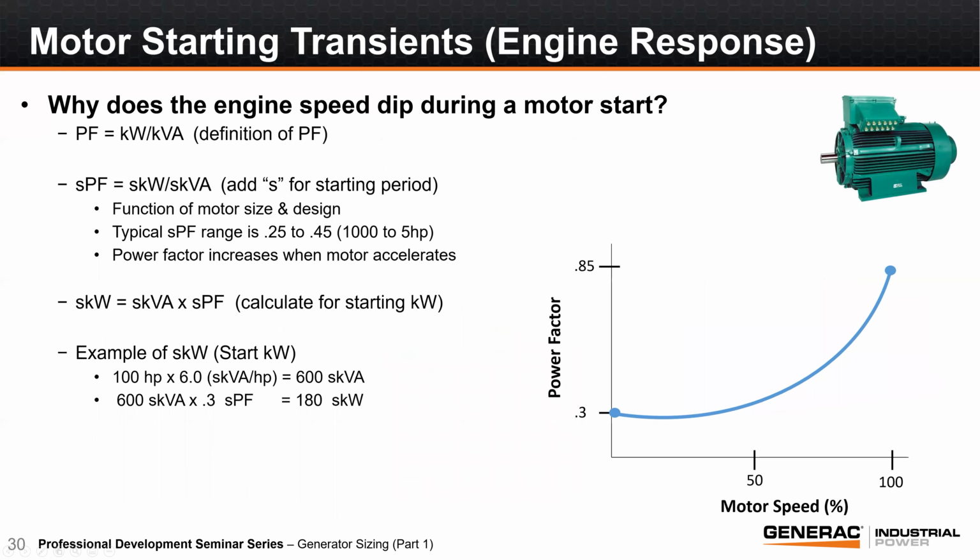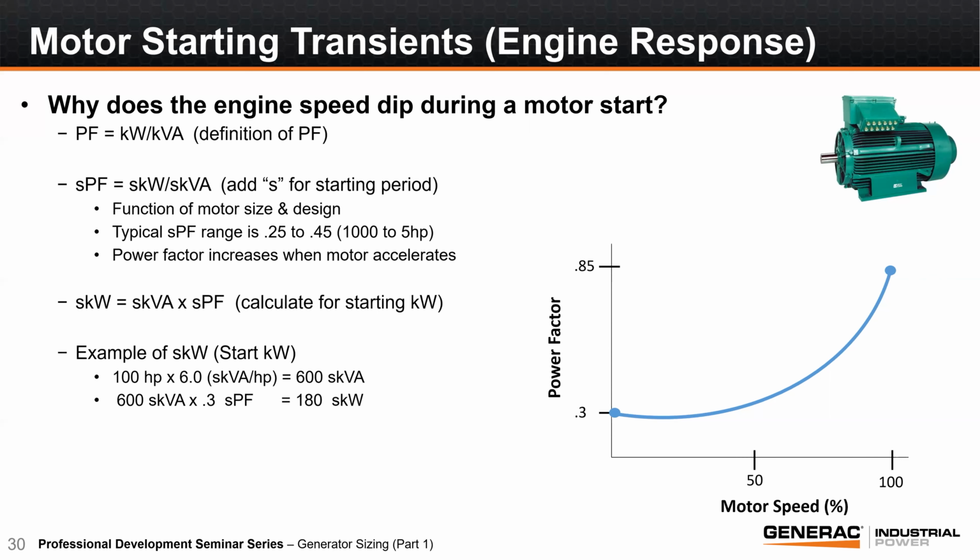When an electric motor starts, it draws a huge surge of current, or LRA. So we generally take the LRA and calculate a kVA with that. But we need a way to calculate kilowatts, because that's what the engine sees. So to do that, we use a power factor to take us from kVA to kilowatts. And the power factor is the ratio of kilowatt to kVA, which helps us to calculate starting kVA.